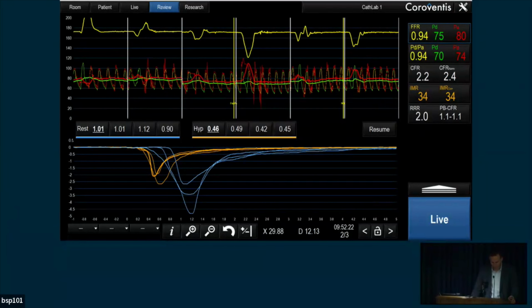We did that, and you can see here that her CFR was 2.2. Again, normal is 2.5 or above. So her CFR was abnormal, so the flow was compromised. And the IMR, the index of microvascular resistance, was elevated above 25, at 34. So this patient was suffering specifically from structural abnormalities in her microvasculature, and that's formally the diagnosis of coronary microvascular dysfunction.